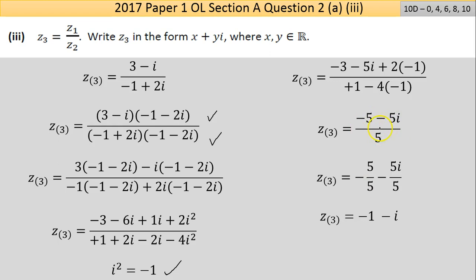One of the rules of fractions is I can split this into two separate fractions and divide the 5 into the minus 5 and the 5 also into the minus 5i. So you end up with that here. If you actually do the division, 5 into 5 goes once, and 5 into 5 goes once. So you're left with minus 1 minus i.